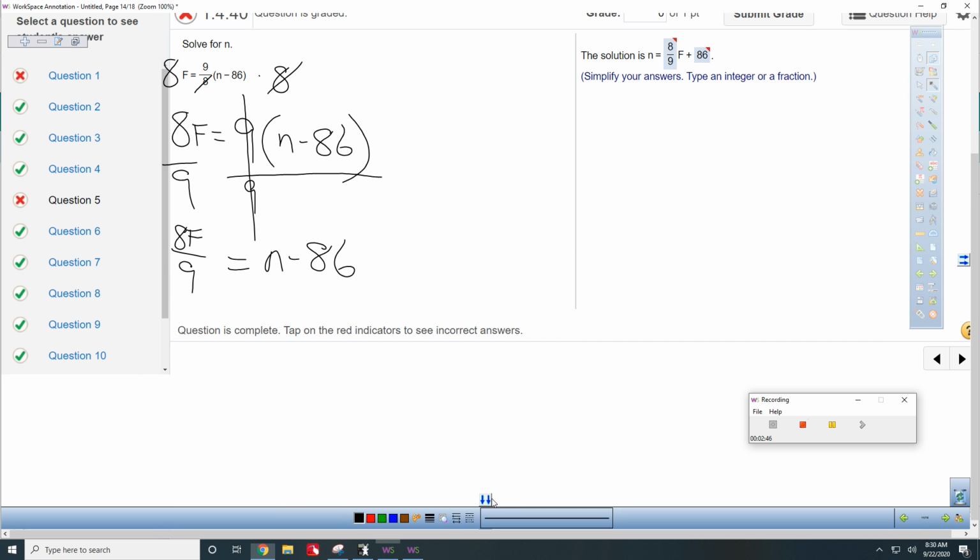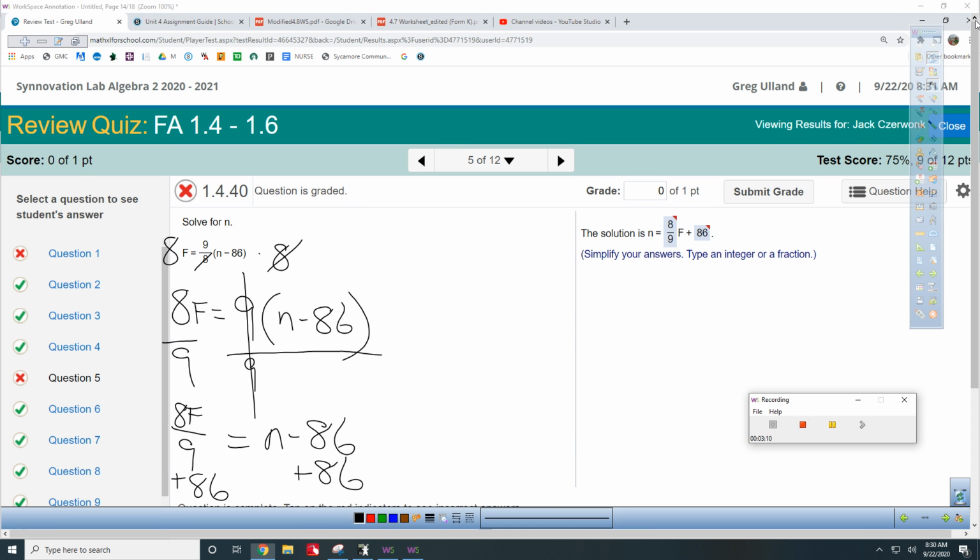What's being done to the n? It's being subtracted. How do I get rid of subtraction? Addition. So you're going to need a lot of paper for these. And the answer should be 8f divided by 9 plus 86 equals n. Okay? So, is that right? There you go. Okay?